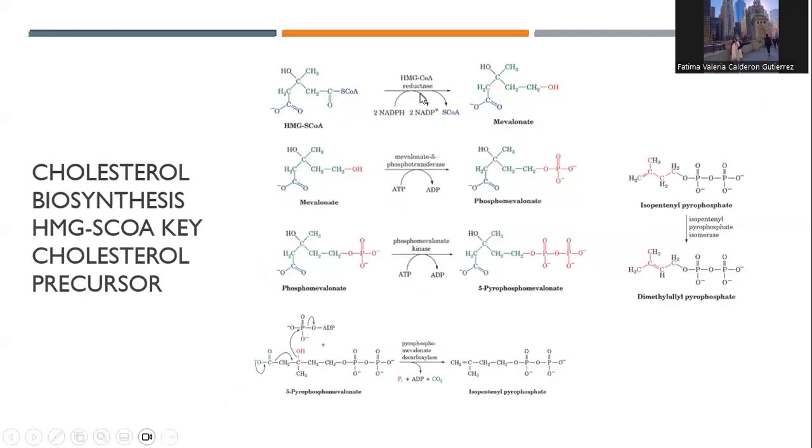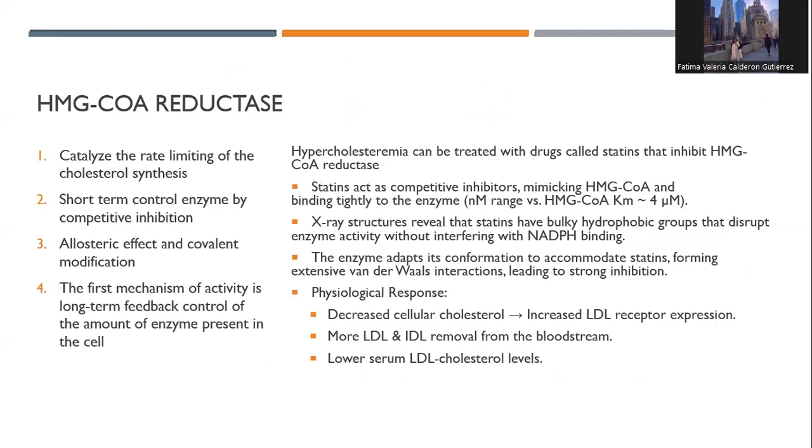But what is important here, as we were saying before, is that one of the important enzymes is HMG-CoA reductase, because it's the first step and the first conversion toward getting cholesterol. It is especially important because it catalyzes the rate-limiting step of cholesterol synthesis. This means it is kind of the control on these different reactions, the first step in converting to cholesterol.